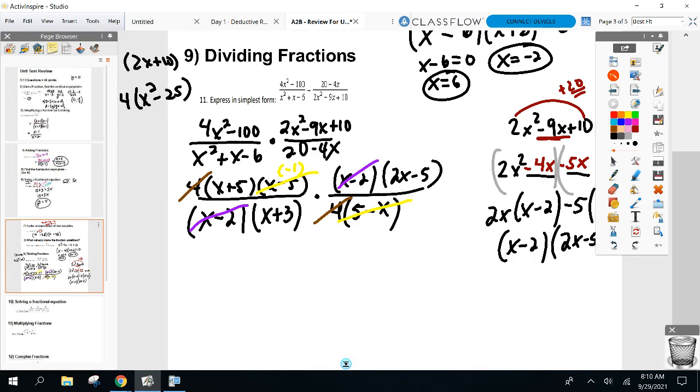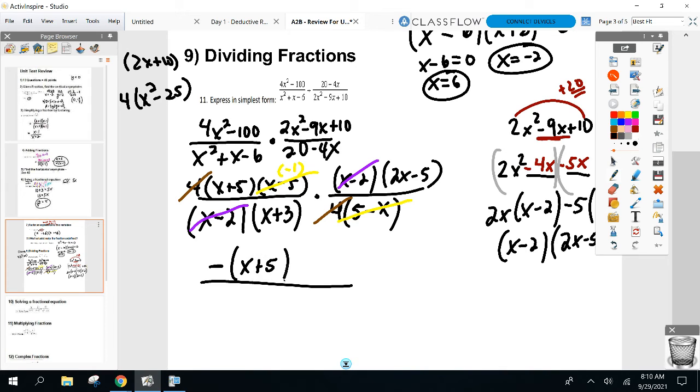Okay, kids, you ready? Let's find our final answer. On top, I'm left with the -1 times the x plus 5 times the 2x minus 5. Just leave it like that. Don't try to be a hero. And then on the bottom, x plus 3. If you want to put it in parentheses, you can. If you don't have to, though.